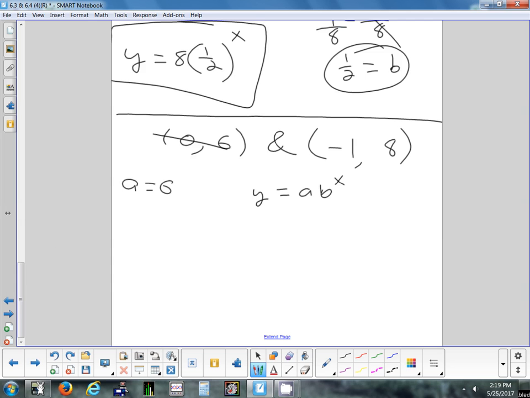And how many letters am I going to be able to fill in right there? More than 2? 3. What 3 letters can I fill in? All right, Y. Let's start with that. What's Y? Y is 8. What's A? 6? B, I don't know. What's X? -1. Okay, we've seen that before.